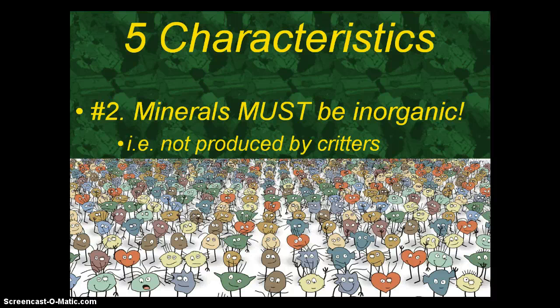Another characteristic that you need to have, number 2 in fact here, is that a mineral must be inorganic. And that means that it's not produced by a critter or a living thing. I'm thinking of salt, for example. Salt is inorganic. It's not made by living things. So therefore, it's a mineral. Sugar, though. Sugar is grown in a sugarcane plant. Like a plant, not like a factory. I mean like a plant with leaves and stuff. Therefore, sugar is not considered a mineral because it's organic.